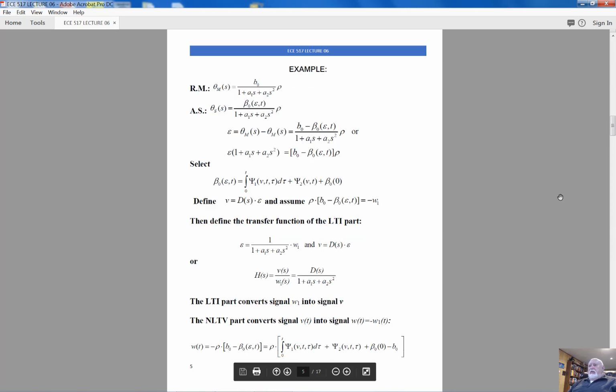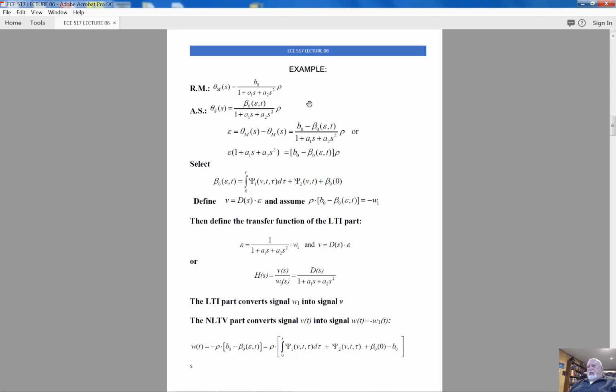Let's get into a numerical example. Actually, it's an algebraic example, and it is a very simple example. For the reference model, I have this second order system. It's assumed that parameter B0 of the numerator, parameter A1, and parameter A2 are known to us. They are fixed. It's a reference model.